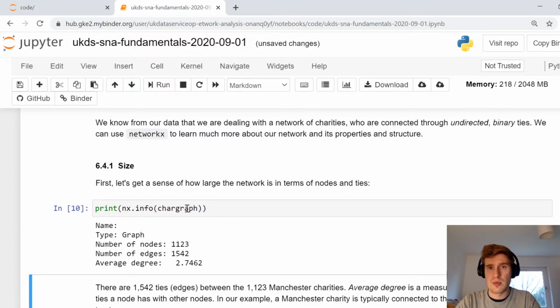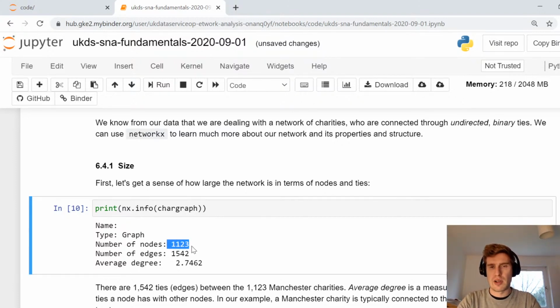So it produces again some summary information about the aggregate properties of the network. The number of nodes is 1123. We knew that from previously. We know that we have 1100 unique charities.